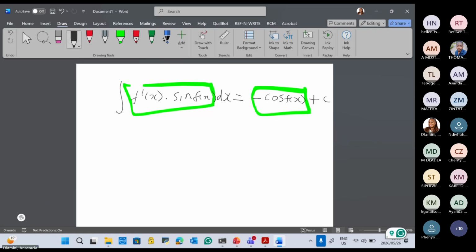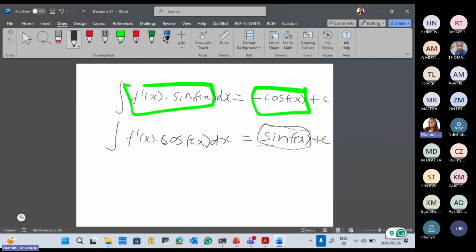Now, the other one is when you have the integral of the derivative of a function times the cos of a function f of x dx, then this equals sine of f of x plus c. Because if you differentiate this part over here, sine f of x, you will get what? f prime of x times cos of f of x. So those are the two that we need for now, right?